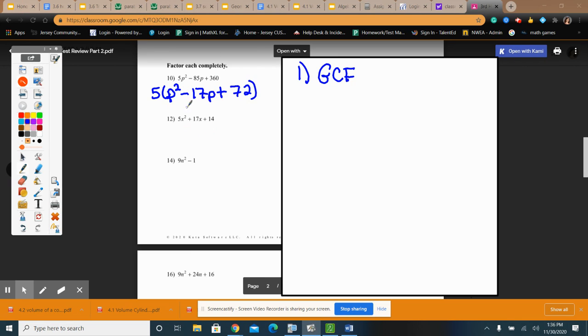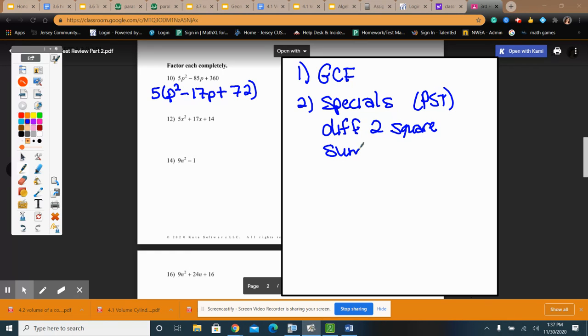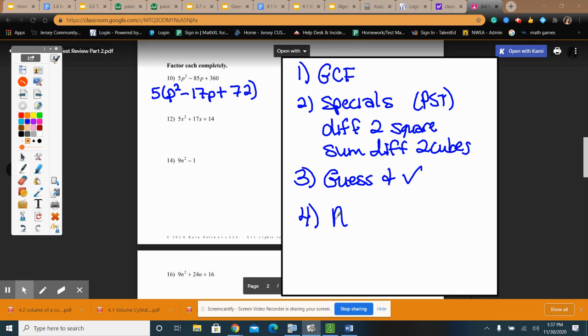Am I done? I don't know. The second thing I usually look for are specials. And what do I mean by the specials? I mean perfect square trinomial, which we talked about. We're not very good at finding those, are we? Difference of 2 squares. That's definitely not difference of 2 squares. And sum and difference of 2 cubes. And it's definitely not sum and difference of 2 cubes, so it's not a special. After that, we look for the guess and check, which isn't really guessing because we have a nice way of doing things with a list. And then if we have a leading coefficient, then you have to look at the old AC. Okay, so those are the strategies we're going to look at.